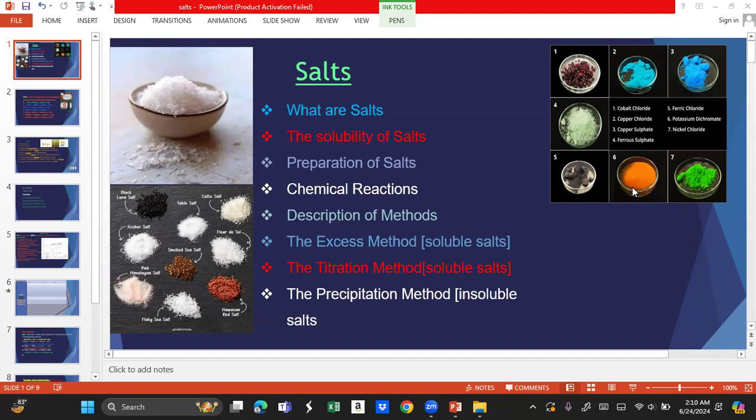Today we will be talking about salts, and under salts we will be starting with water salts. Then we will be talking about the solubility of salts, and then after that we will start preparation of salts. Let's start with it.